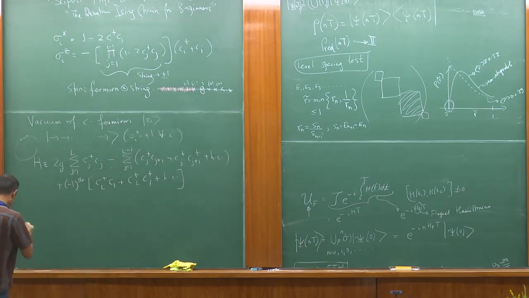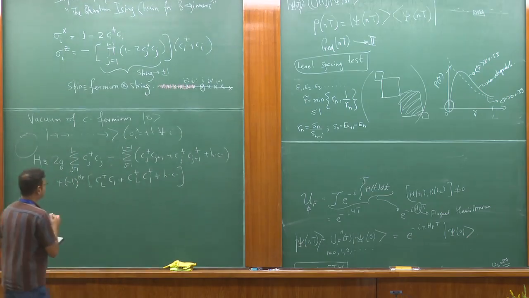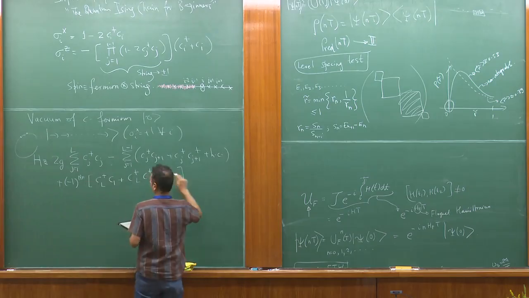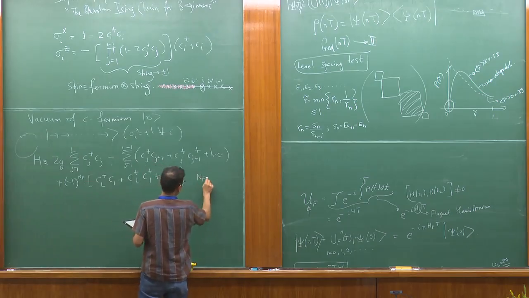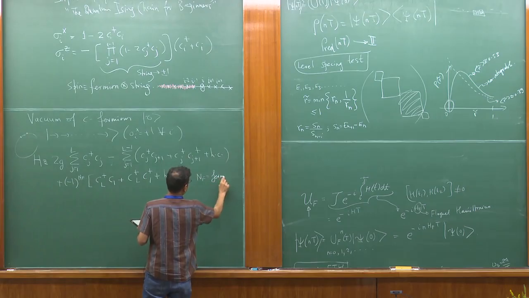Okay, now what is this N_F here? This N_F, if you work this thing out, is fermion parity. So what do I mean by this?